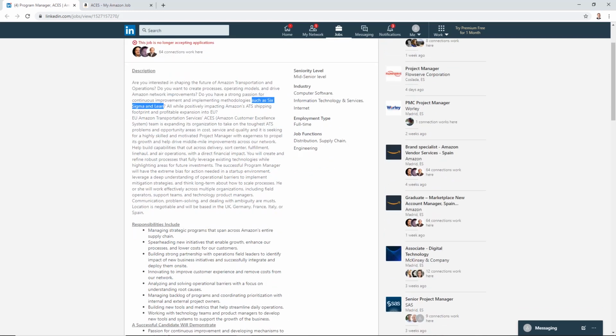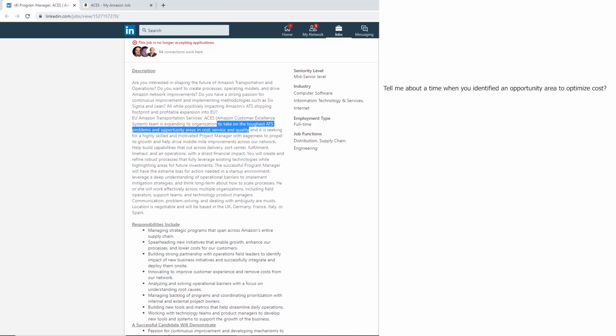Now, let's look at the following statement. To take on the toughest ATS problems and opportunity areas in cost, service, and quality. Now, how can they test someone for this type of aptitude? Questions that come to mind are, tell me about the time when you identified an opportunity area to optimize costs, or how do you make trade-offs between quality and cost, or what is the toughest problem that you encountered recently?